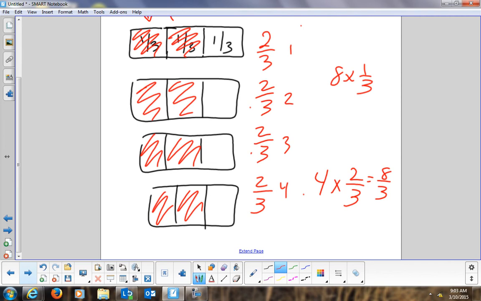Okay, so as long as you can look at something like that and understand what you're doing, it'd be the same thing. So 8 times 1 is 8. The third stays the same. So either way you look at it, you can do the multiplication and do it that way.